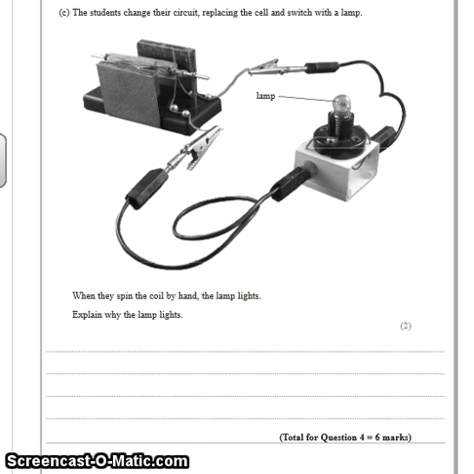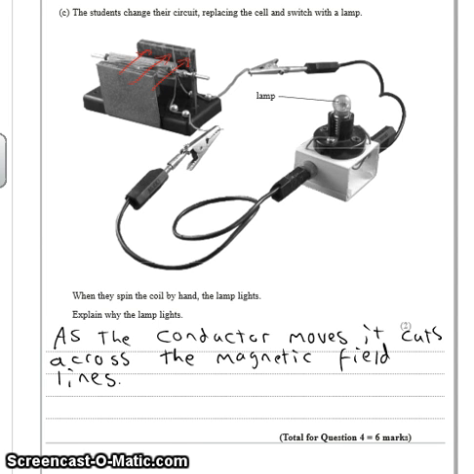Now the idea here is that as we spin the coil, the conductor, which in this case is the wire, is going to be cutting across the lines of magnetic field. And then as the conductor cuts across these lines of magnetic field, it induces a voltage across the ends of the coil, which causes current to flow inside the coil.